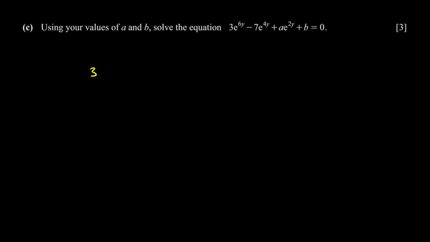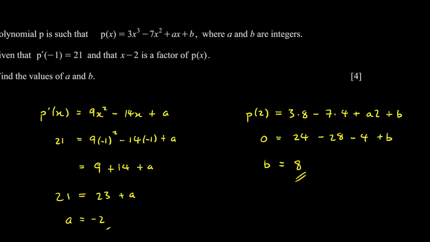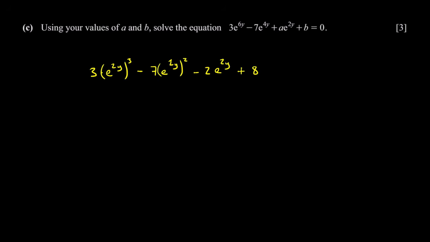We've got 3 times e to the 2y cubed minus 7 e to the 2y squared plus a. Now our a was negative 2, wasn't it? So negative 2 e to the 2y plus b, and I think our b was 8, wasn't it? Let me just go back and check. Yeah, 8. So we've now got this polynomial here. Or not polynomial, we've got this function here.